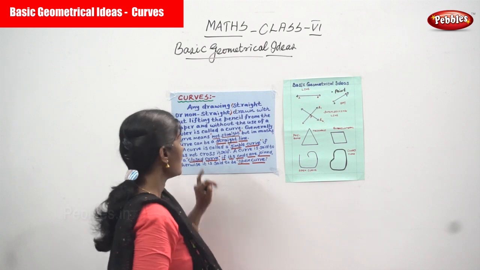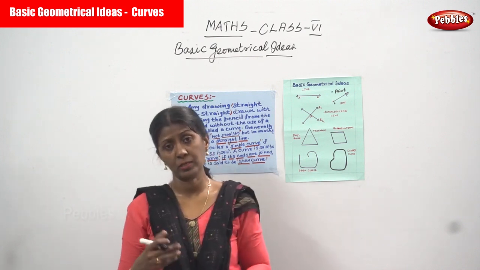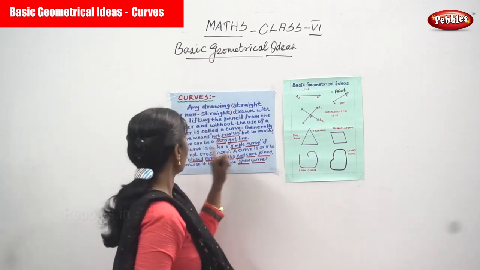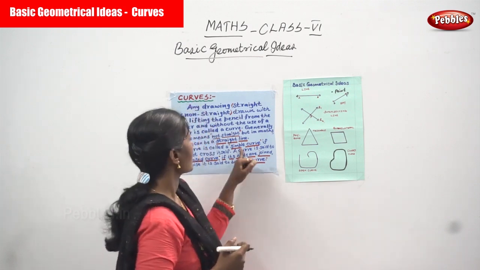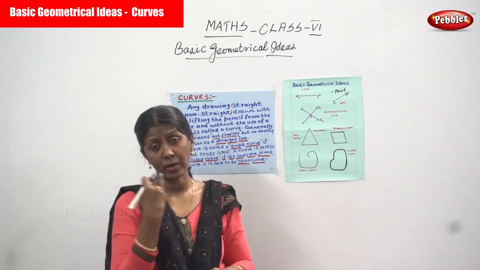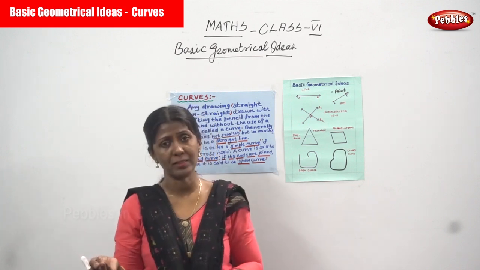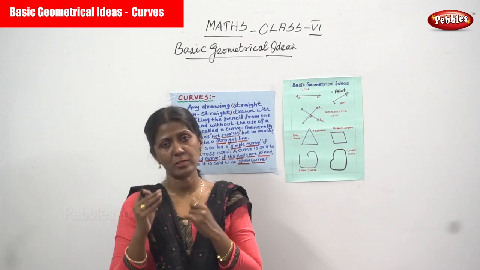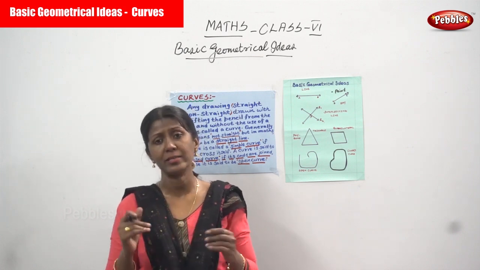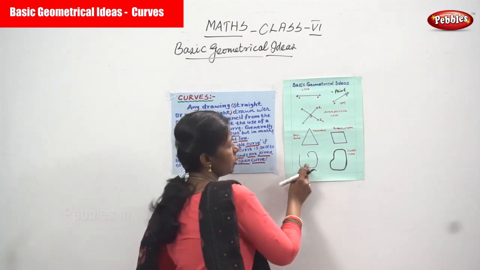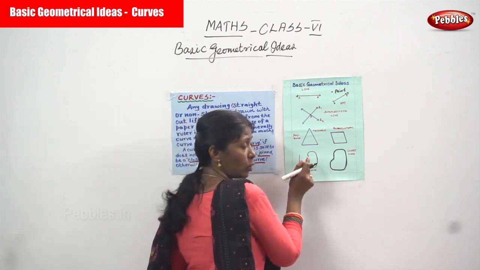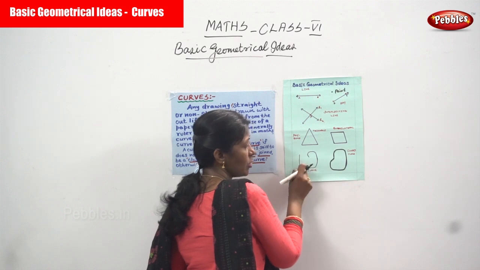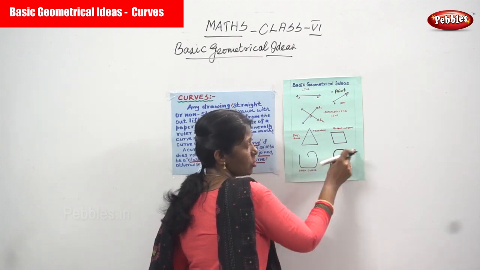Okay, I'll repeat once again. A curve is called a simple curve if it does not cross itself. A curve is said to be either a closed curve or an open curve. If the ends are joined, it is a closed curve. If the ends are not joined, it is an open curve. This one is joined, so it is a closed curve, but when the ends are not joined, it is an open curve.